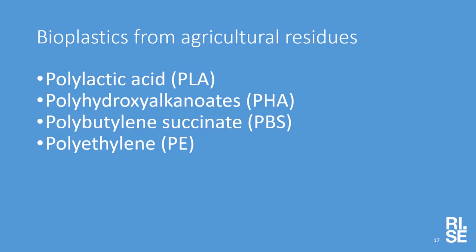So here are some examples of bioplastics or biopolymers that can be produced from agricultural residues. We have PLA, which is produced from lactic acid, and it's a biodegradable polymer. We also have PHA, which is a polymer and a polyester, and it can actually be biodegraded in nature, in soil and water. We have PBS, which is produced from succinic acid, and it's also biodegradable.